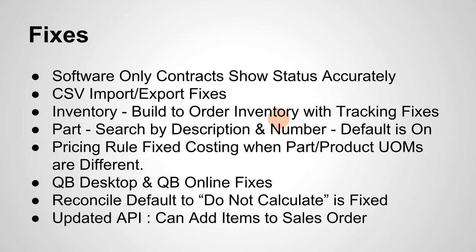One thing that looked pretty important: the pricing rule is now fixed. It was broken when your part and product units of measure were different and you were using the part data for costing rules. You had some kind of mismatch there, and it would incorrectly price, which is unfortunate.